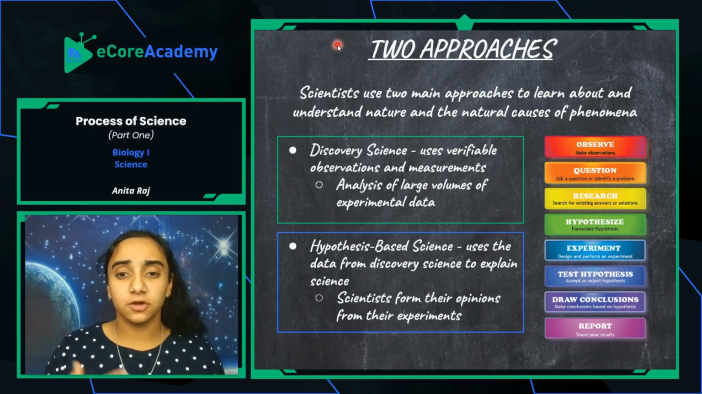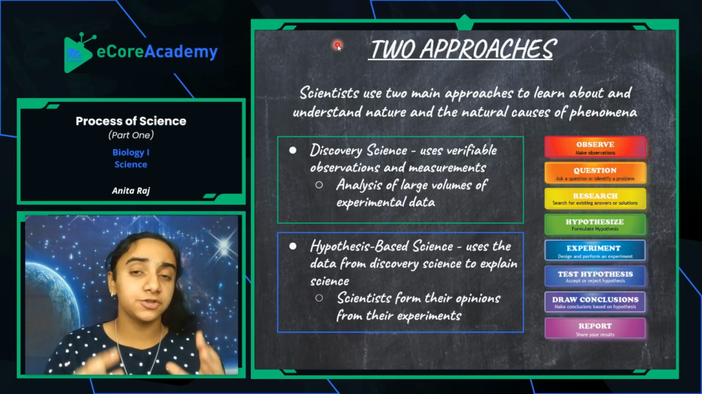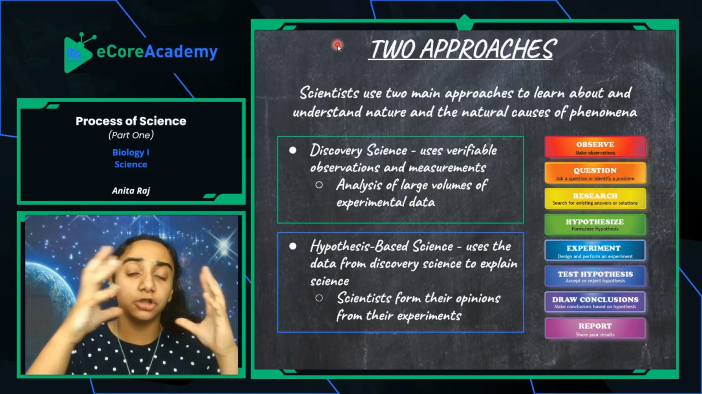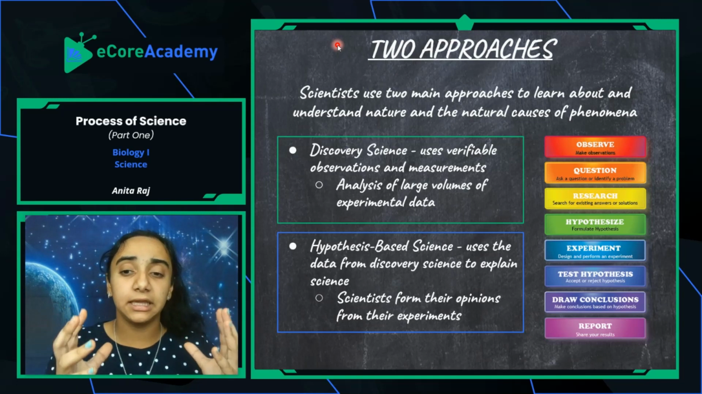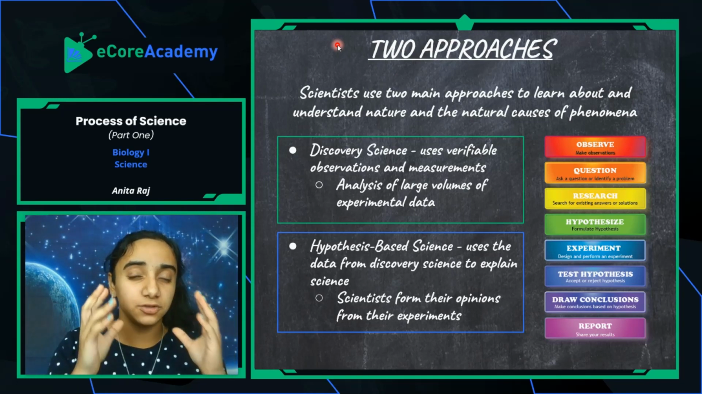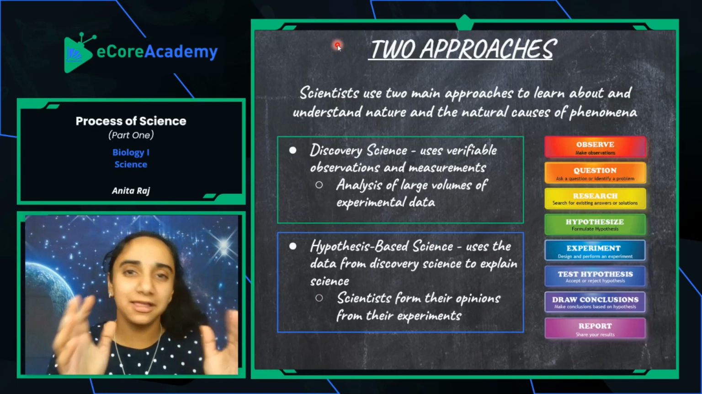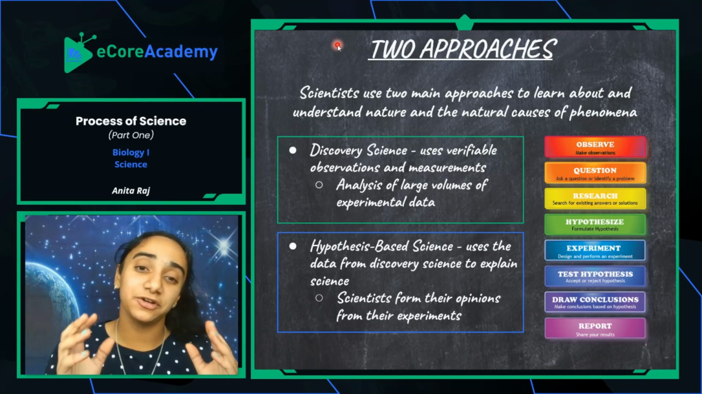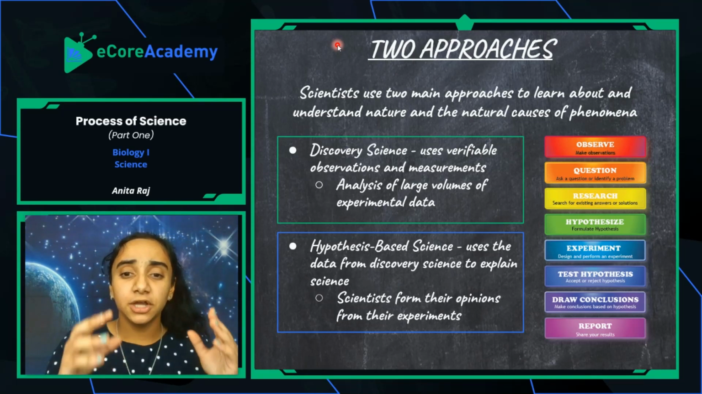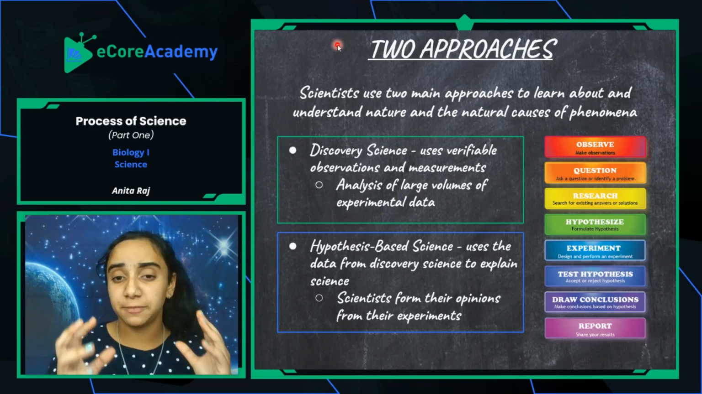The first type is called discovery science, and it uses verifiable observations and measurements. So this is where, as a scientist, you're conducting an experiment, you're taking a large volume of data. I want you to emphasize those words. If you're taking notes on this, I would highlight those words and I would emphasize them in your head. Discovery science is using these large volumes of experimental data.